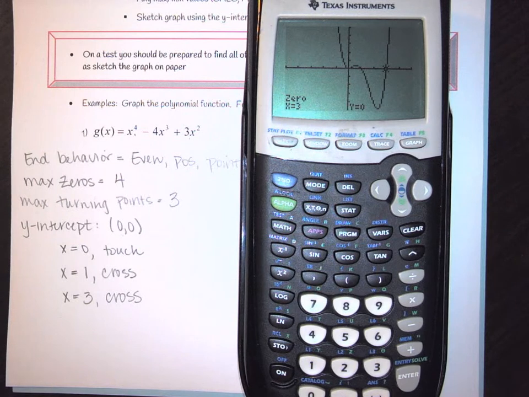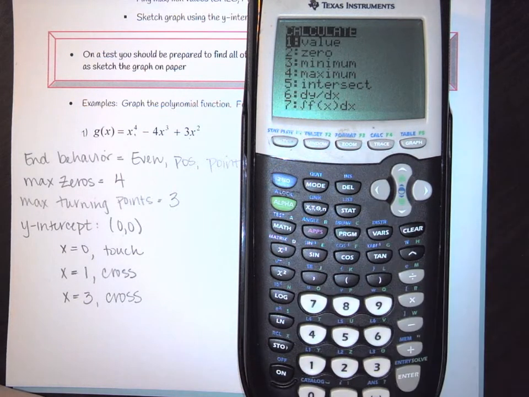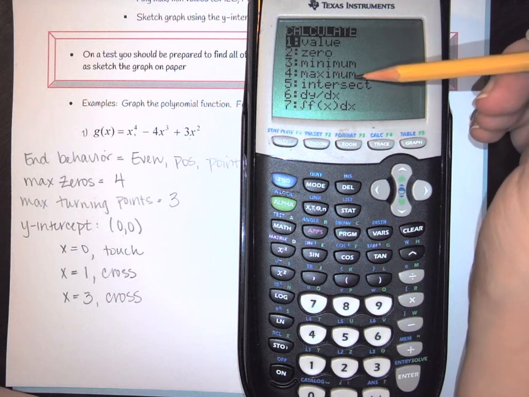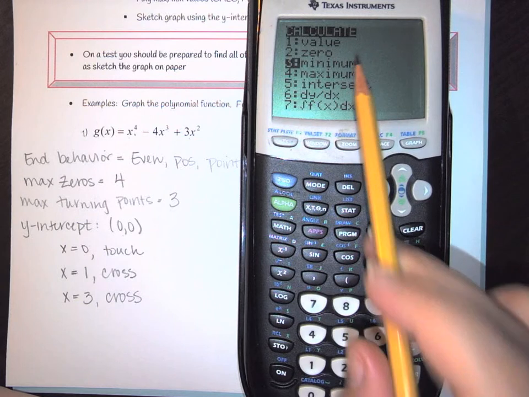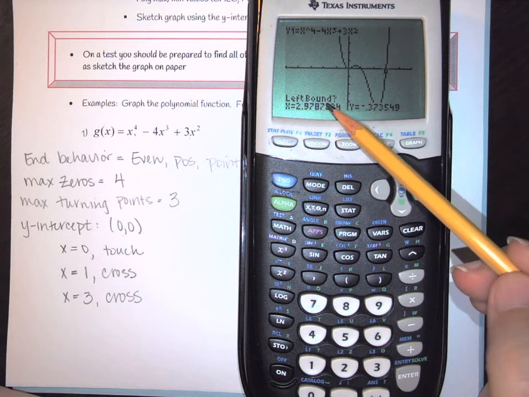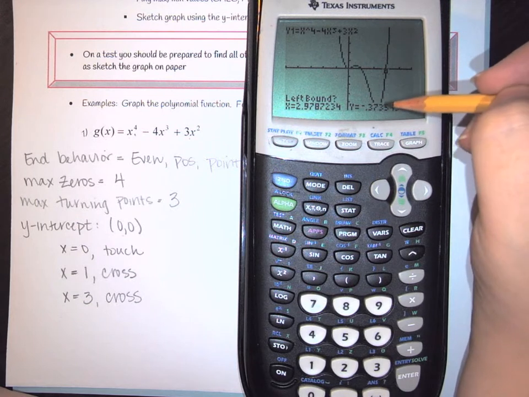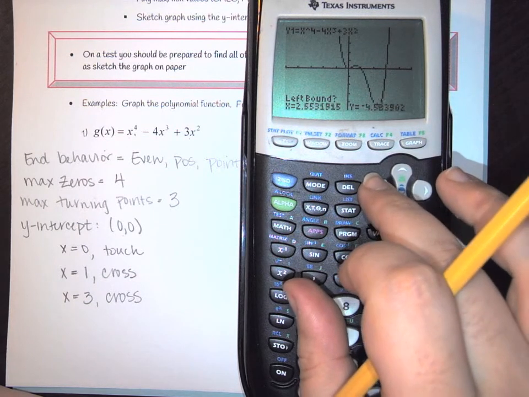Now the other thing that we need is some general idea of where the max and min are. So again, we can go to second, calc, and notice I have minimum and maximum. So you decide where to start. We are closest to this minimum point, so we'll go ahead and start there. Again, it wants the left bound, so we want the leftmost side of this minimum dip. So I'm going to come down to the left side of it.